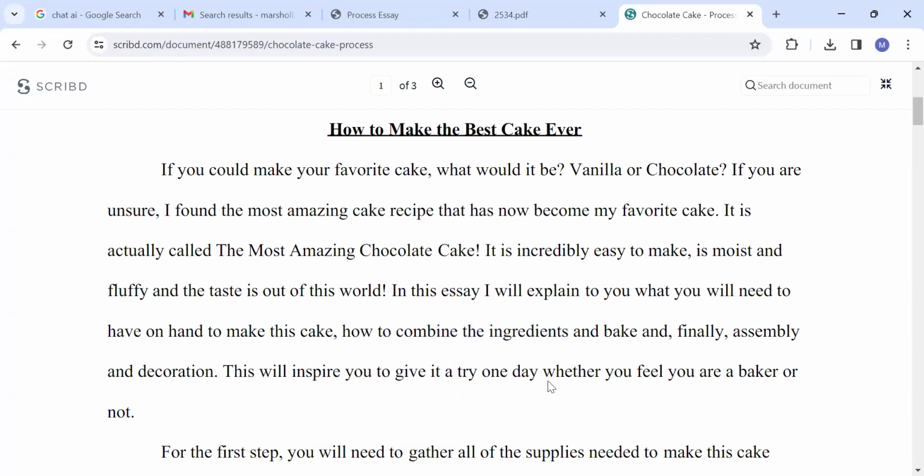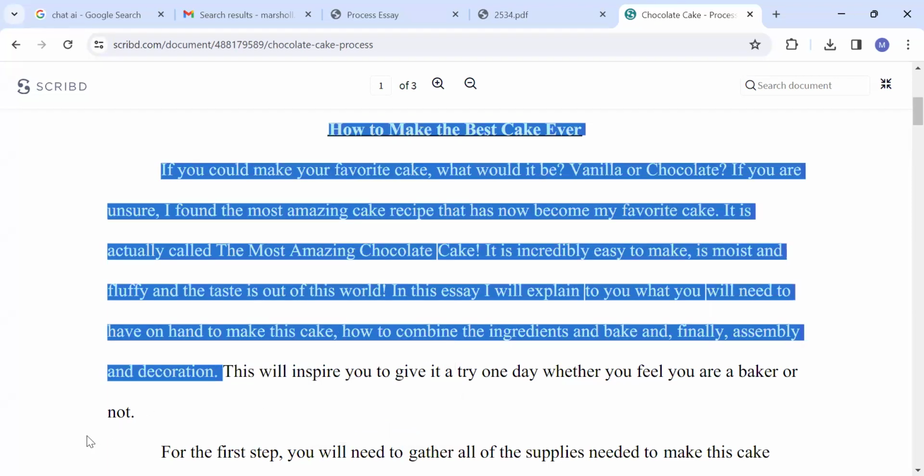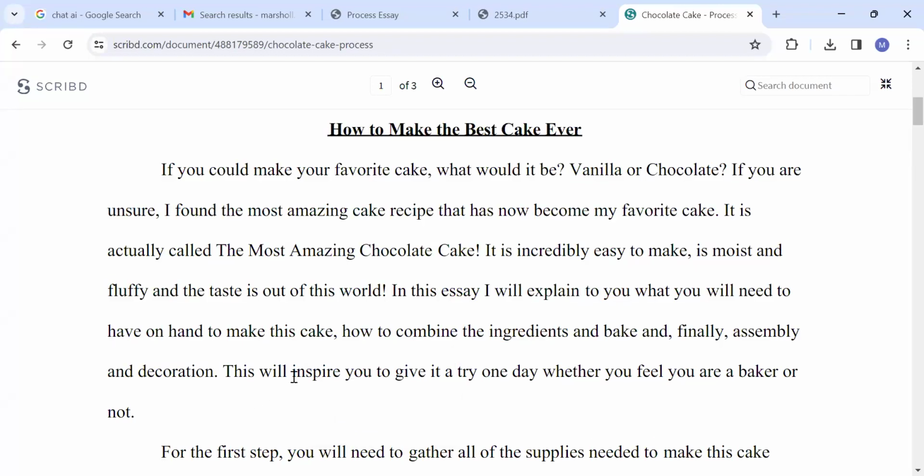This will inspire you to give it a try one day, whether you feel you're a baker or not. So this sentence could have actually come in here, right? So if you wish to be inspired to give it a try one day, whether you feel you're a baker or not, I will explain what you need to have on hand to make this cake, how to combine the ingredients, and finally, how to assemble and decorate. That would have been fine.